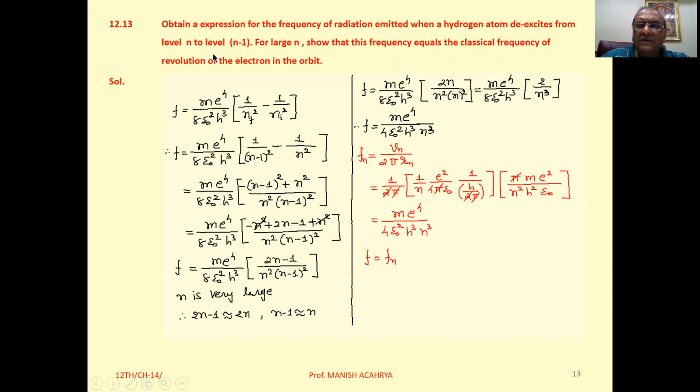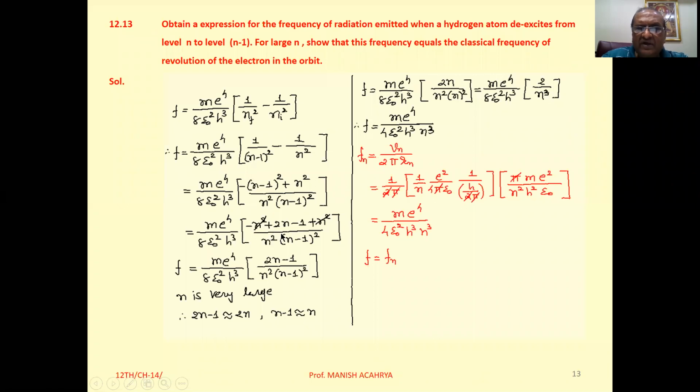Clear? Now here we have to take the transition from nth level to n minus 1th level. So in this particular equation, substitute nf equal to n minus 1 and ni, that is n. So we will get finally the equation f equal to me⁴ upon 8 epsilon 0 square h cube into 1 upon (n minus 1) whole square minus 1 upon n square. So this multiple constant is as it is, and here now take cross multiplication, and here we will get n square into (n minus 1) whole square in the denominator, and in the numerator, minus (n minus 1) whole square plus n square. Again the constant in the multiple of this bracket will be as it is.